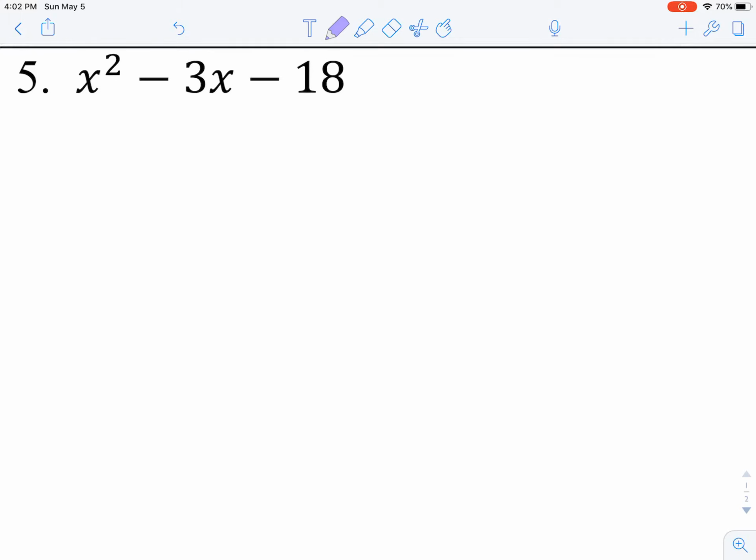Factoring quadratics. Most students really like factoring quadratics when a is 1, but let's review what we're talking about here by a equals 1.